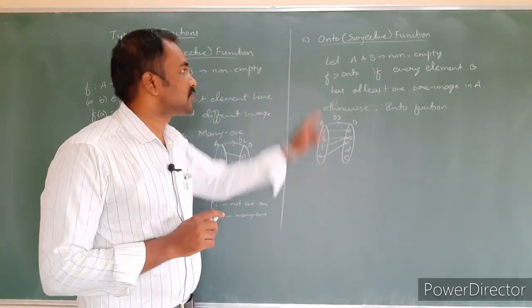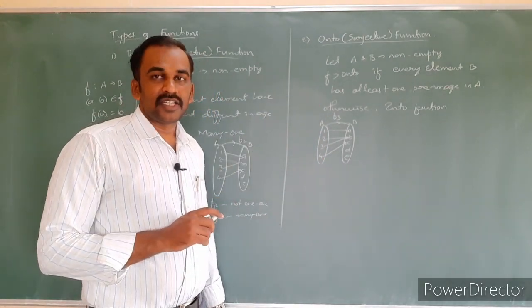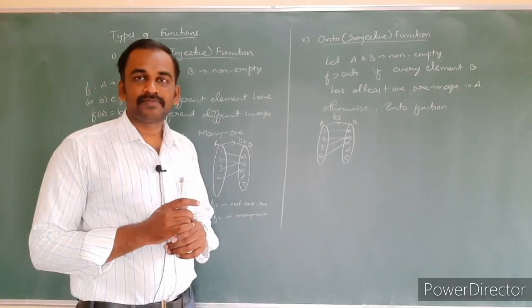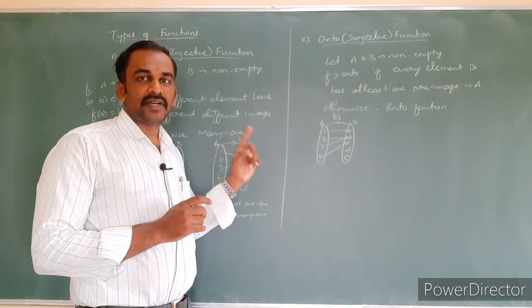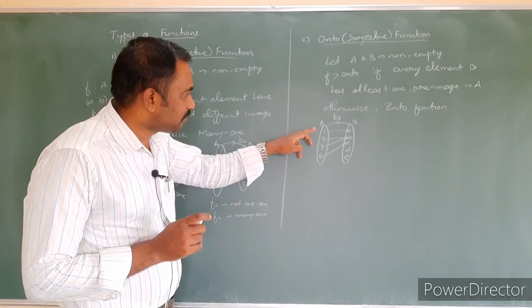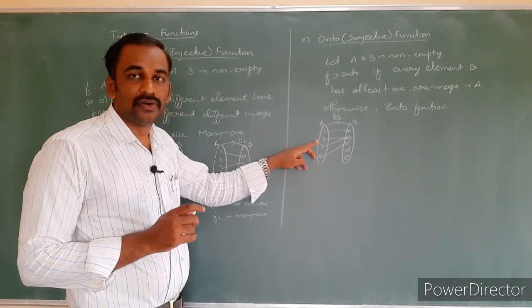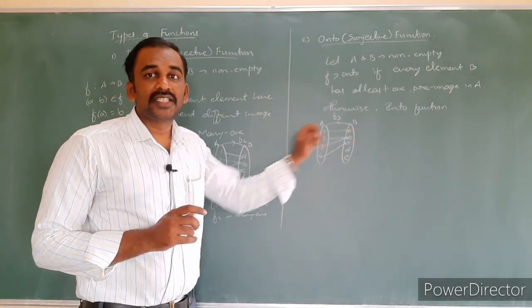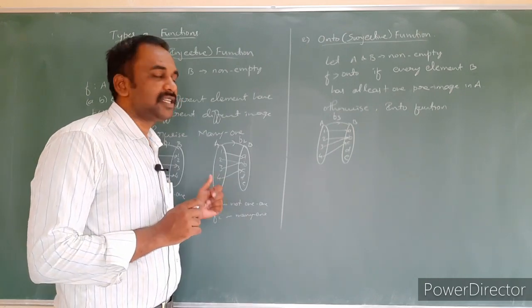First condition is satisfied. Next, check whether it is a one-one function. What is one-one? Different elements have different images. No, different elements have the same image. Therefore, it is not one-one. It is a many-one.